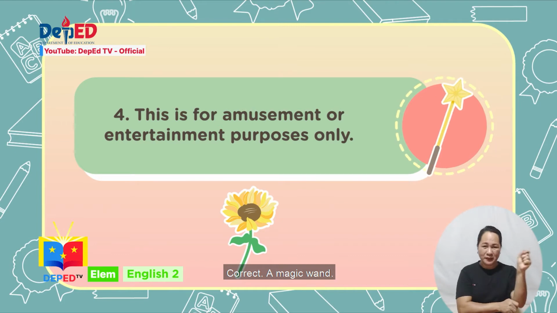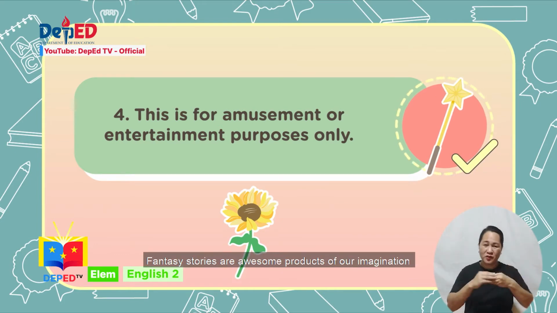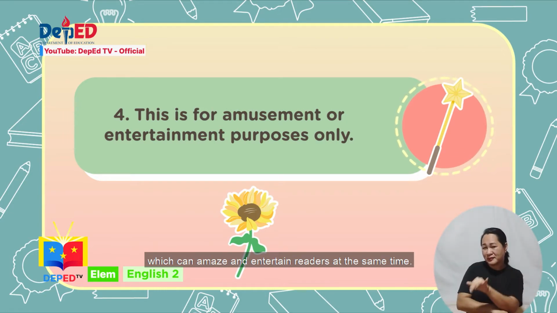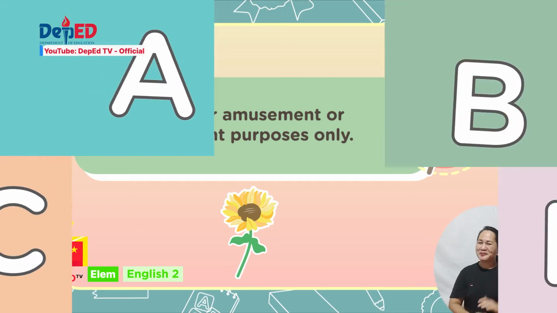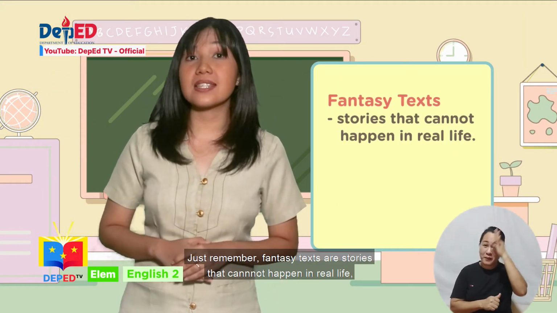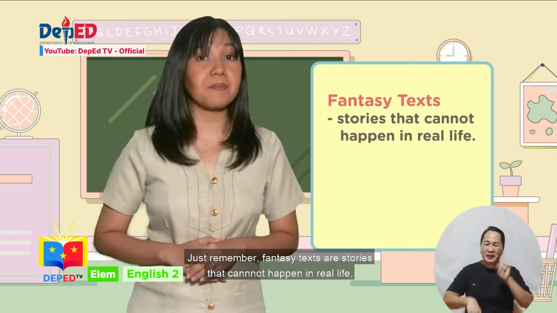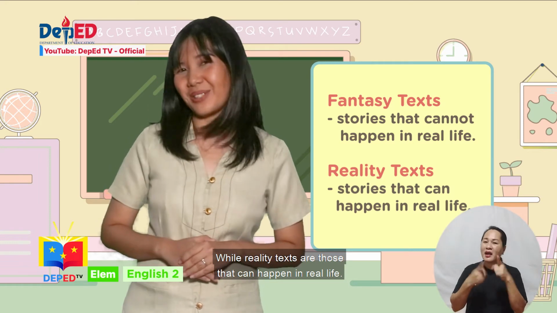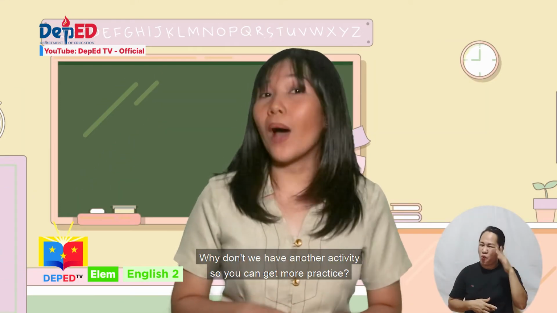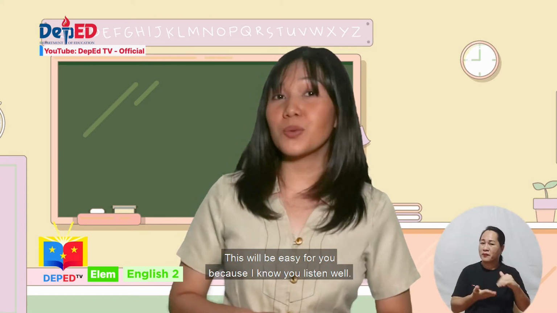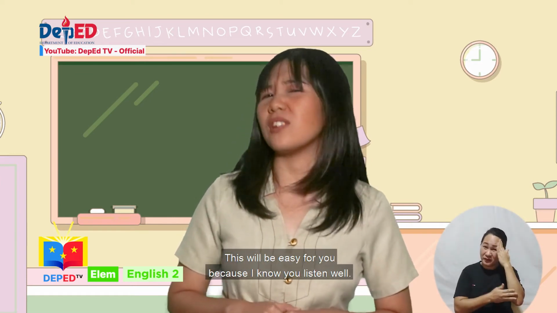Correct! A magic wand! Fantasy stories are awesome products of our imagination which can amaze and entertain readers at the same time. Great, aren't they? Awesome job, kids! Just remember, fantasy texts are stories that cannot happen in real life, while reality texts are those that can happen in real life. I know! Why don't we have another activity so you can get more practice? This will be easy for you because I know you listened well.